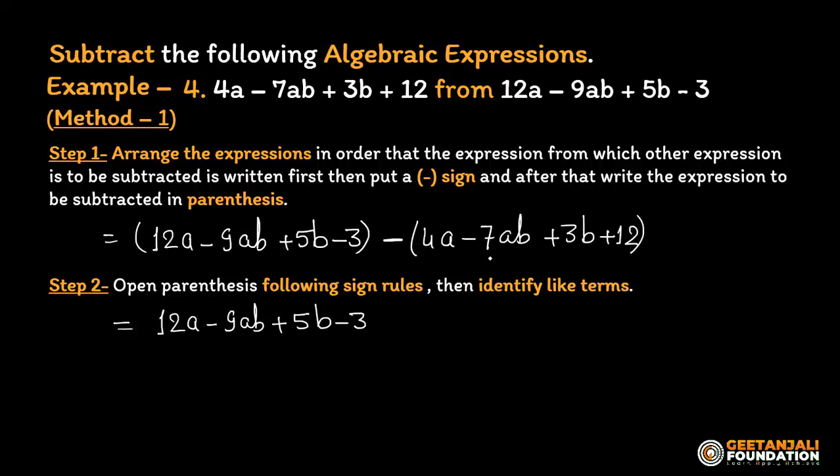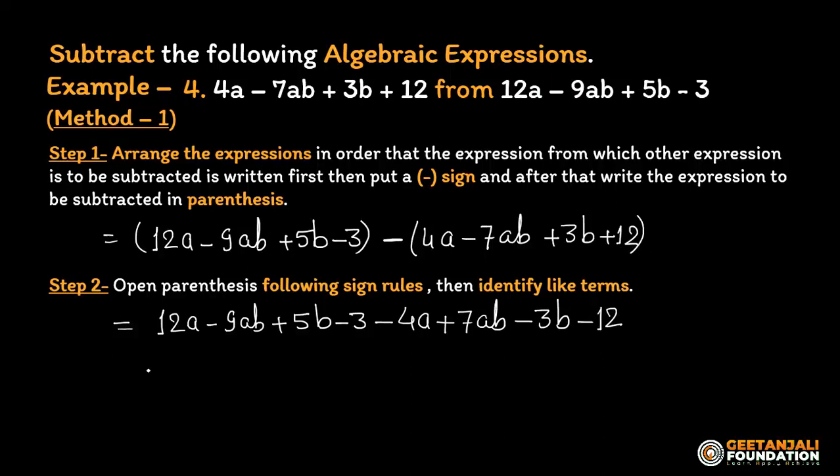Now to open this parenthesis, I have to be careful because there is a negative sign before this parenthesis. So the sign of all the terms will flip. So I'm writing it directly. It will become minus 4a because it was plus 4a. This is minus 7ab, so it will become plus 7ab. It is plus 3b, so it will become minus 3b. It is plus 12, so it will become minus 12.